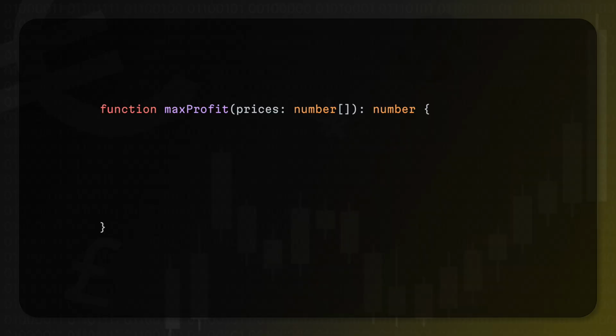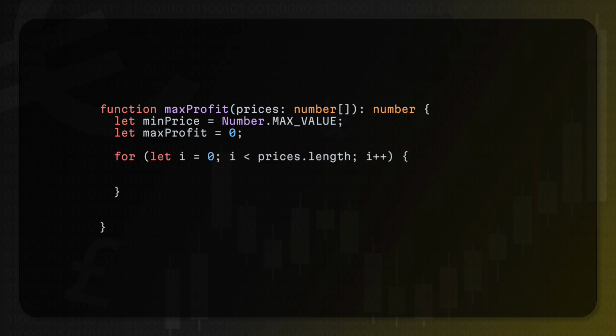And now let's turn this logic into working code. We start by creating a variable minPrice and we set it to a really large number, max value. As we go through the array, we'll update this value whenever we find a smaller price. Then we create another variable maxProfit and we set it to 0. This will keep track of the best profit we have found so far.